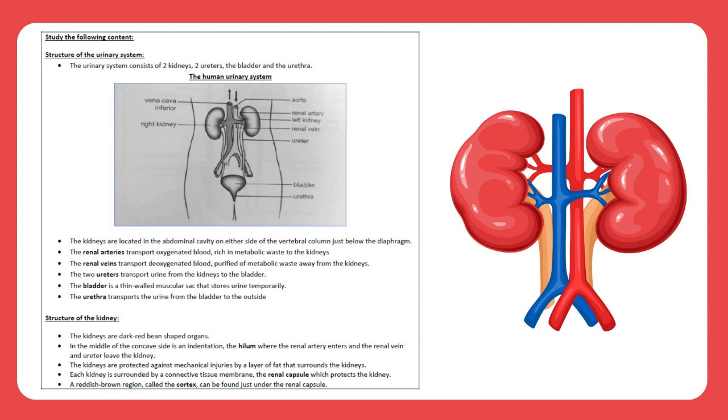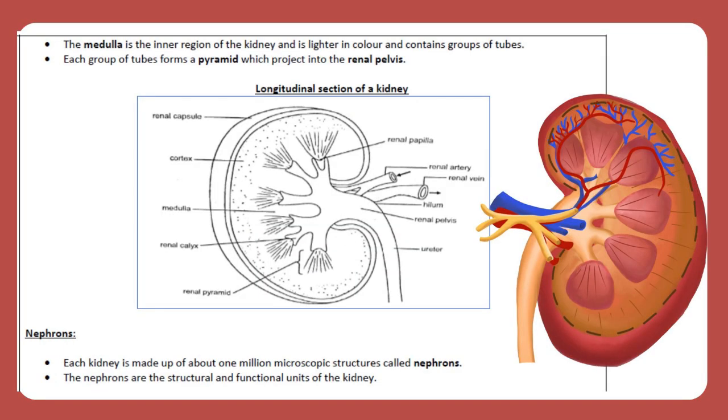A reddish-brown region, called the cortex, can be found just under the renal capsule. The medulla is the inner region of the kidney and is lighter in color and contains groups of tubes. Each group of tubes forms a pyramid which projects into the renal pelvis. Longitudinal section of a kidney.